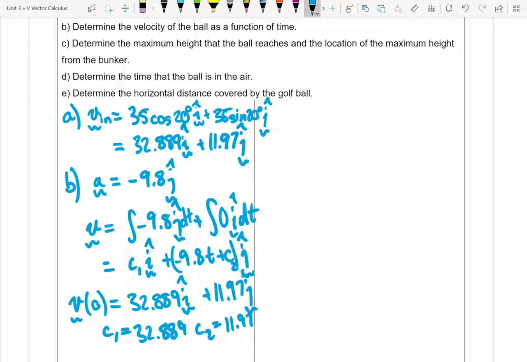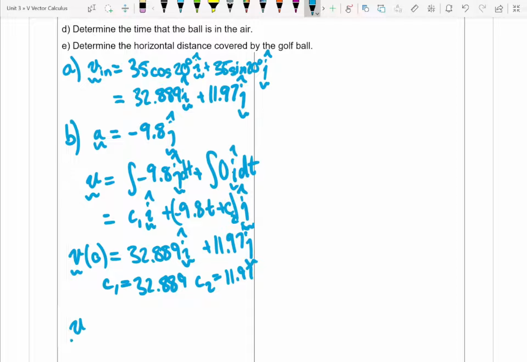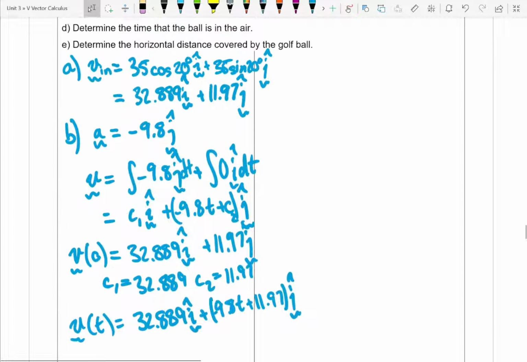So the velocity of the ball as a function of time is v of t equals 32.889i plus negative 9.8t plus 11.97j. So that's our j component.